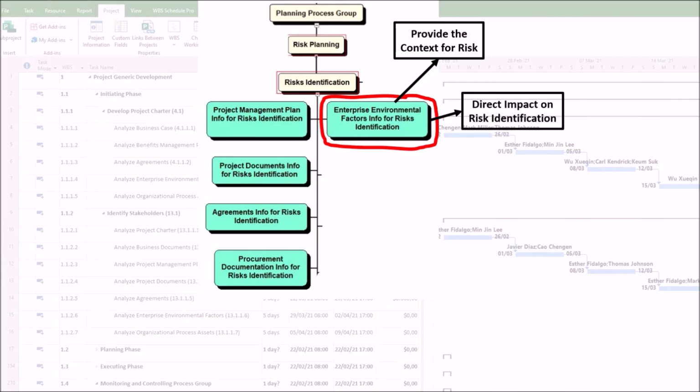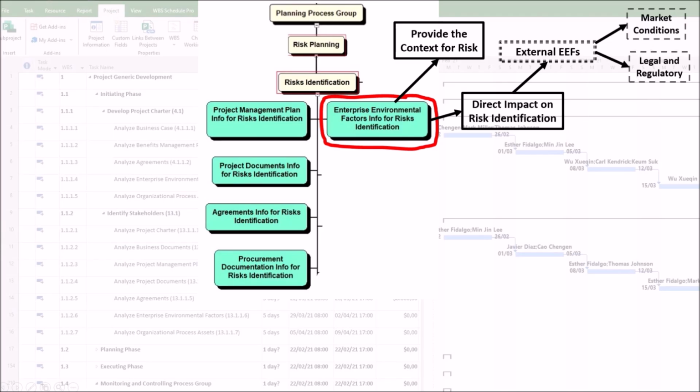2. Key enterprise environmental factors categories and their direct impact on risk identification. Let's look at specific enterprise environmental factors and how they directly feed into risk identification. Regarding the external enterprise environmental factors, we have, first, market conditions. The examples include competitor actions, market volatility, and brand perception. The identified risk is the launch of a superior product by a competitor, altering market share. Negative news can harm the project's reputation.